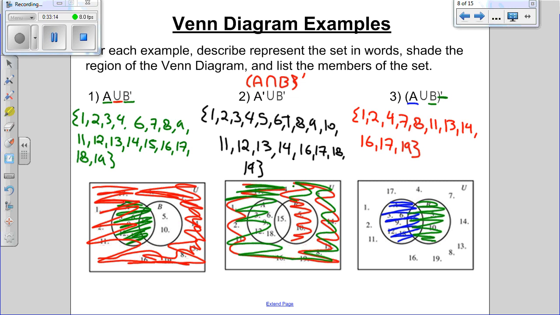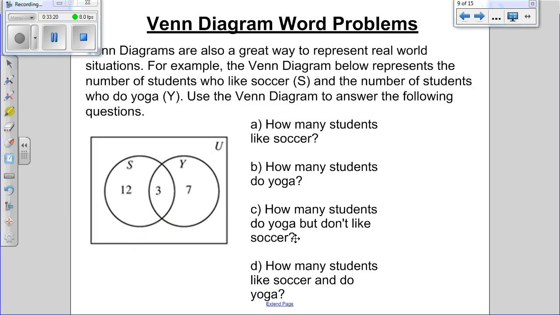Why Venn diagrams are useful? Venn diagrams are also a good way of sorting information. In this question, the Venn diagram represents the number of students who like soccer, so that's group S, and it represents the number of students who do yoga. That represents Y. We're going to use the Venn diagram to answer some simple questions. These are things that you might actually do one day or be interested in. So question A says, how many students like soccer?